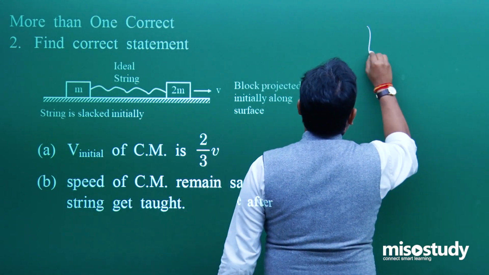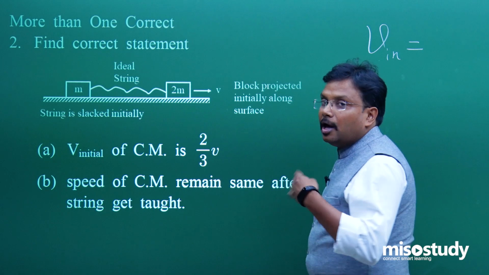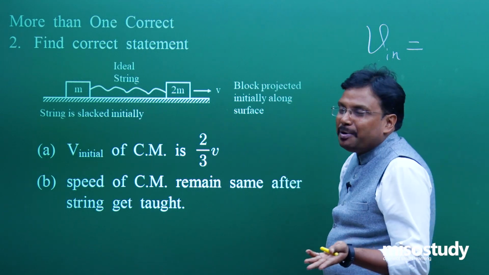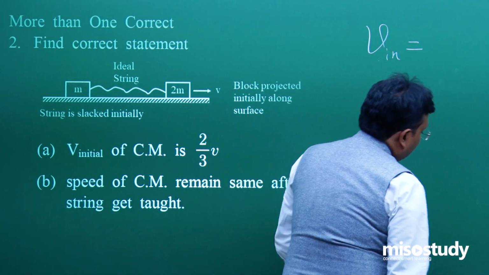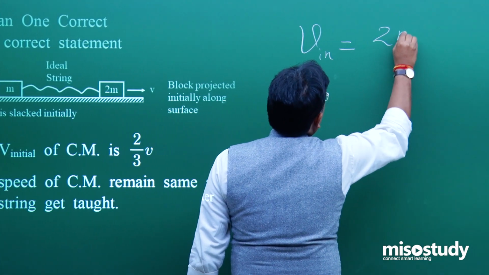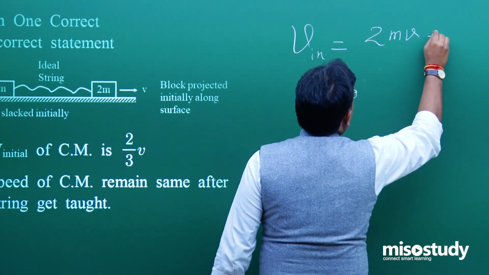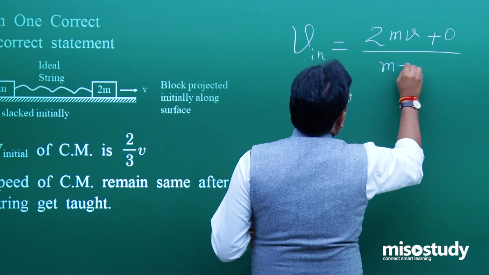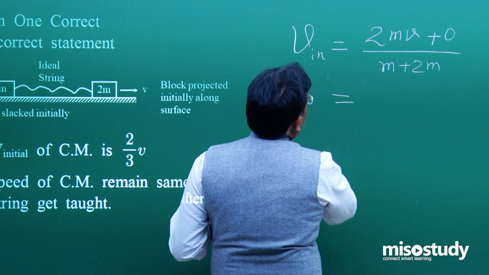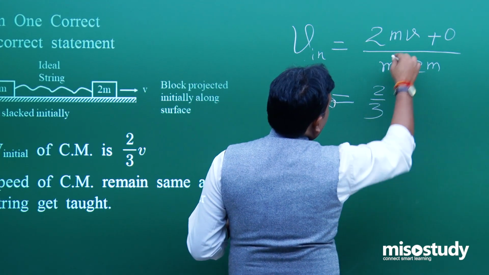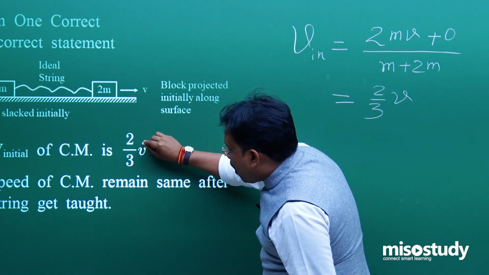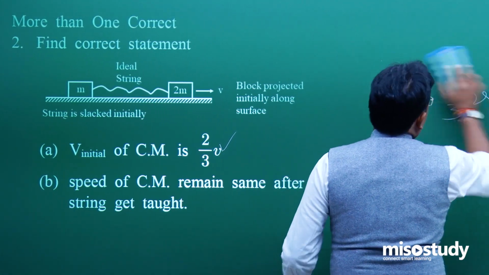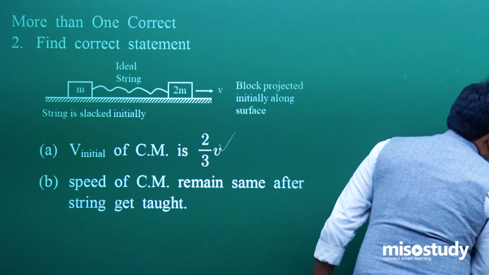V initial is equal to (M1 V1 + M2 V2) upon (M1 + M2). Simple. M1 is the one with the velocity, so 2mv, I hope it is clear, plus 0 because initially that block is not moving, over m plus 2m. So it is 2 by 3 V, m cancelled. So, option A is correct. Because we have to find all correct options, we have to check each.